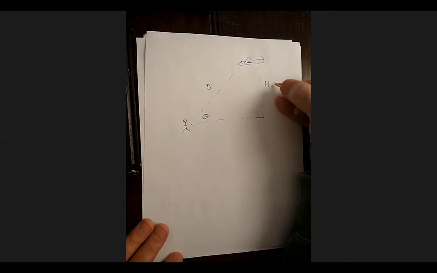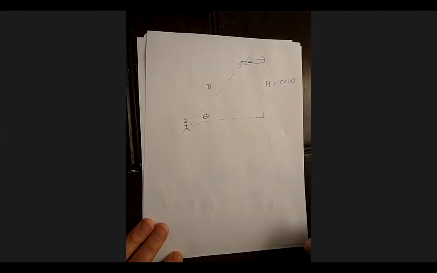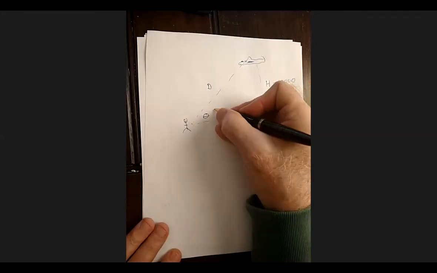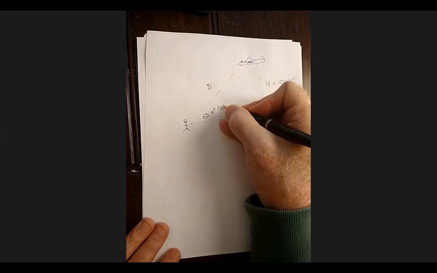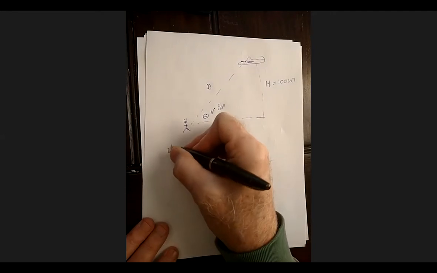Okay, good. So the question is, let's say, I'm just going to make up numbers. Let's say that this is 10,000 feet, and for some reason, that this is 60 degrees. Okay. And the question is, what is D?